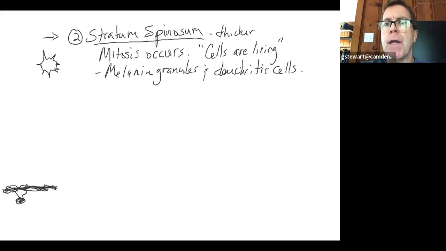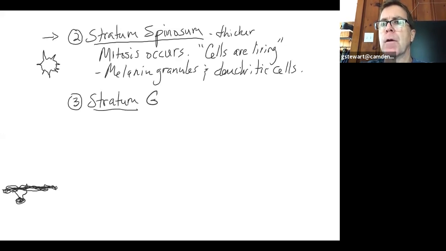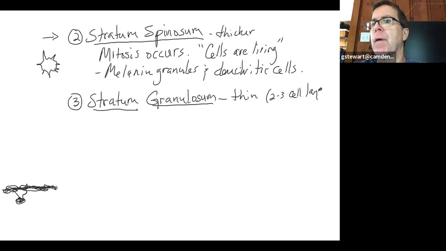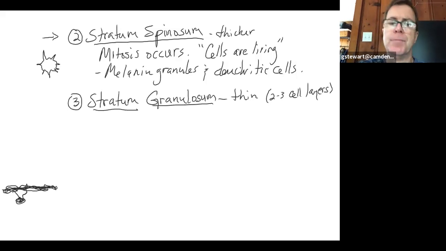Let's go on to layer 3. I'll draw a final picture of these layers after I list all of them. It's the stratum granulosum. It's a thin layer, not quite as thin as the stratum basale, but it's usually 2 or 3 cell layers thick, sometimes up to 5. I'm just giving you some context, that's all.